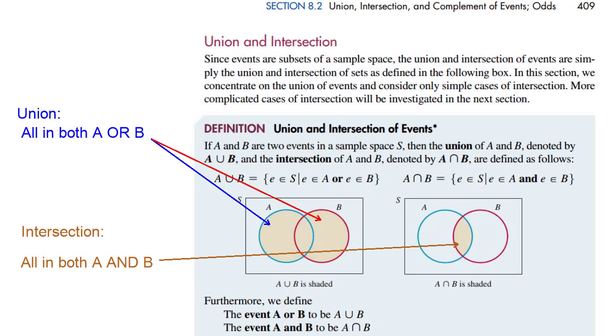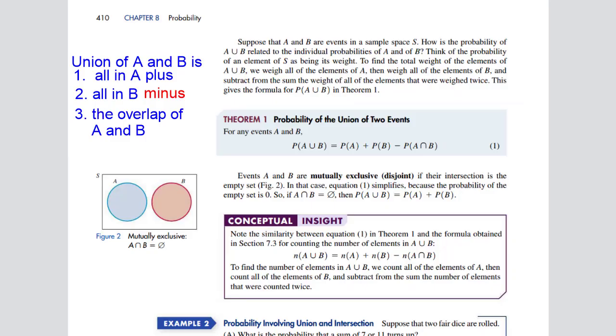The symbol for union is this right here, and you can remember it by thinking union, and this looks like a U. The symbol for intersection is this. To find the probability of the union of A or B, you have to know the probability of A, of B, and of the intersection of A and B. Then you just add the probabilities of A and B together and subtract the probability of the intersection.